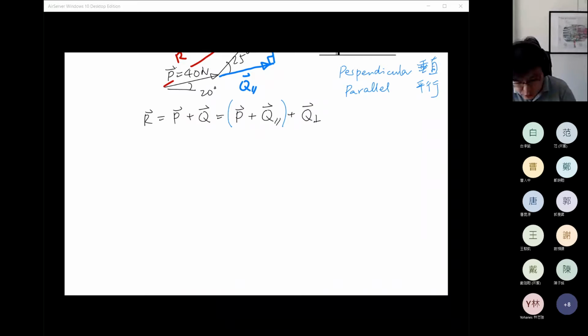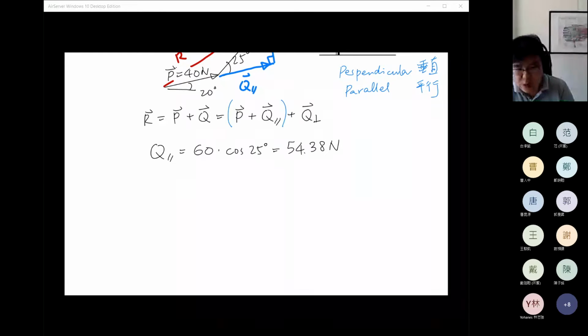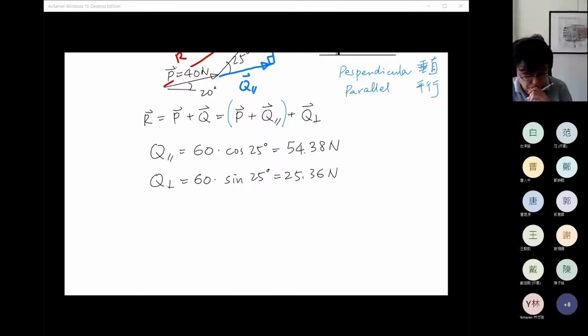For this Q parallel, it is equal to 60 times cosine 25 degrees, which is equal to 54.38 newtons. So remember, 1, 2, 3, 4 figures here. Another one is Q perpendicular. Its magnitude is 60 times sine 25 degrees, which is equal to 25.36 newtons.